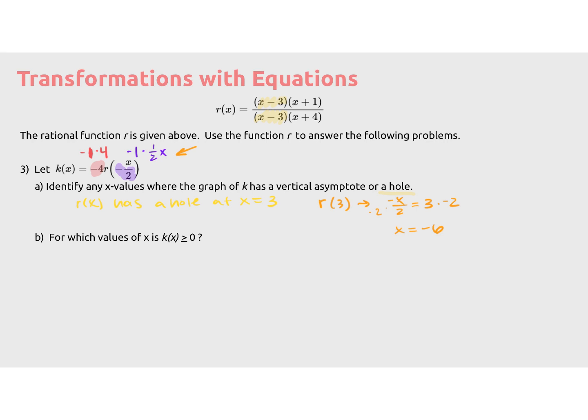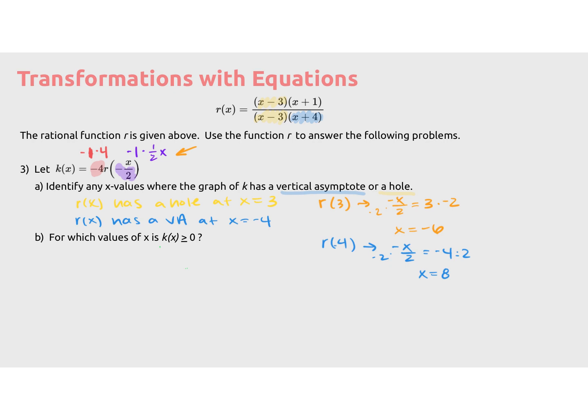I'm going to switch and now look at vertical asymptotes. I see that my original function has a vertical asymptote where this factor on the bottom, x plus 4, doesn't have a matching factor in the numerator on the top. So that means r of x has a vertical asymptote at x equals negative 4. So I need the input to equal negative 4. So in function k, that means negative x over 2 has to equal negative 4. Multiplying both sides by negative 2 gives us the new location, which would be positive 8 for x. So there's going to be a new vertical asymptote at x equals 8.